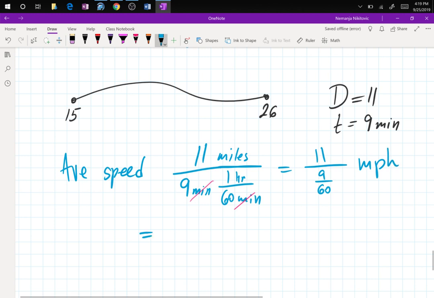So I'm going to get the decimals for this. So let's get the decimals. 11 divided by open parenthesis, 9 divided by 60, close parenthesis. 73.33333333, which is about a ticket, miles per hour.